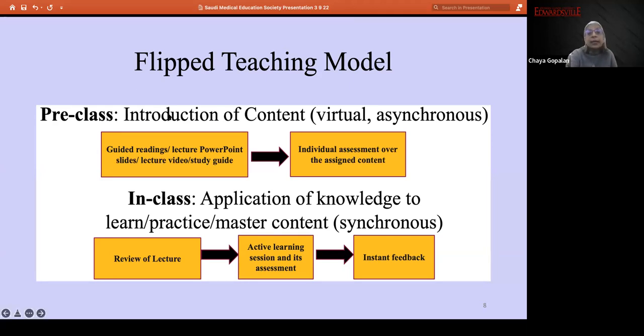So introduction of content happens before you meet with the student. It is virtual. Asynchronous, meaning you're not with them. They're doing it independently at their own sweet time. And then in order to encourage this behavior, with medical students, you don't have to worry too much. They would have to do it because they have to go tomorrow and do the patient evaluation. So they have no choice but to go over this video that you have assigned.